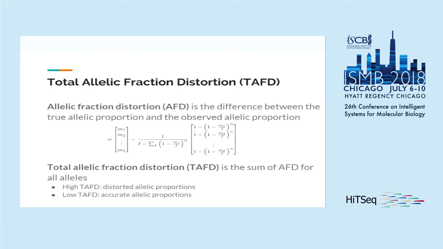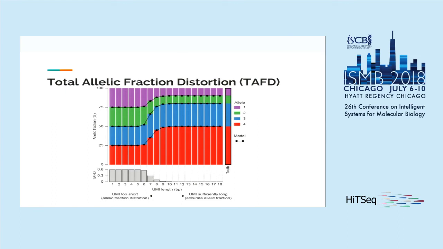And so in this plot, I've added the total allelic fraction distortion. With short UMIs, you have high allelic fraction distortion, and with longer UMIs, you have a smaller total allelic fraction distortion. This is for the example, again, where we have four different alleles. But what about the case where you have a smaller number of alleles? For example, only two alleles, where you're trying to detect, for example, a rare cancer allele.